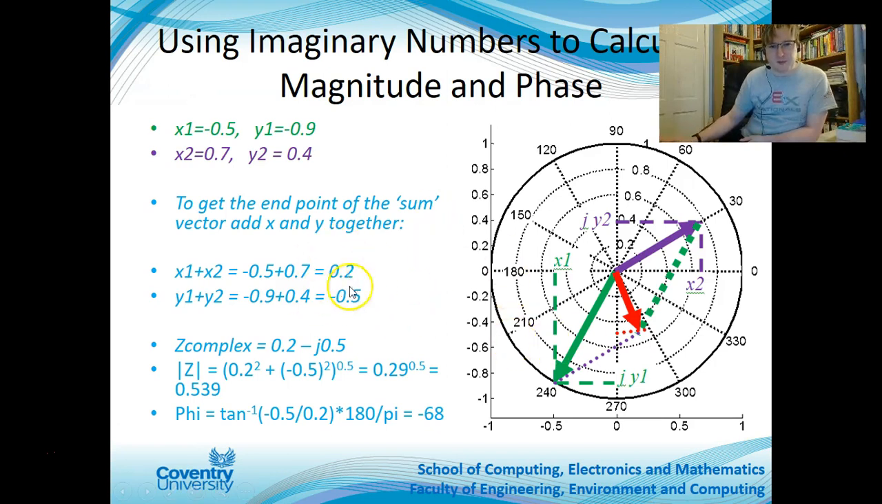And then once you have your coordinates, you can use the equations that we mentioned in the last video. So the magnitude is the square root of the real part squared plus the imaginary part squared, which gives you this. It says it's about 0.539, which is about correct. And the phase angle is tan to the minus 1 of the imaginary part over the real part, which, as you can see here, gives you an angle of minus 68. So there's 0, there's minus 30, there's minus 60. So yeah, minus 68. So we can do this graphically to check that our mathematics here is correct.